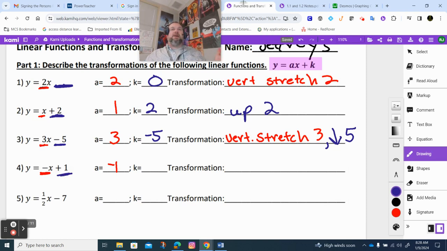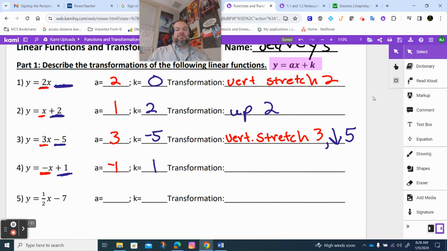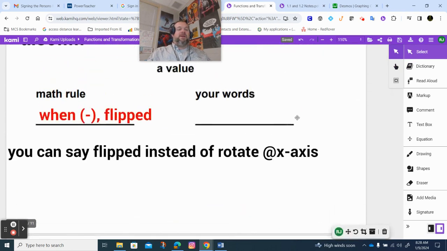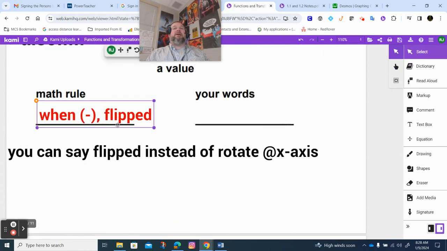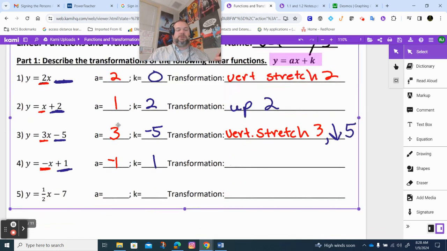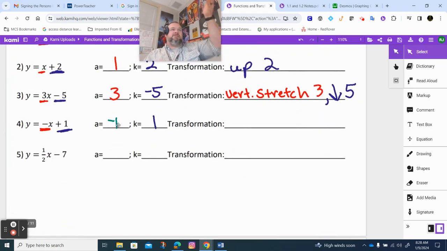What is our K? 1. All right. Now, we went back over that today, that when A is negative, we're going to say it's flipped. That's better than saying rotated x-axis. It's less words too. Okay. Basically, it takes it and just flips it upside down, like the handstand.